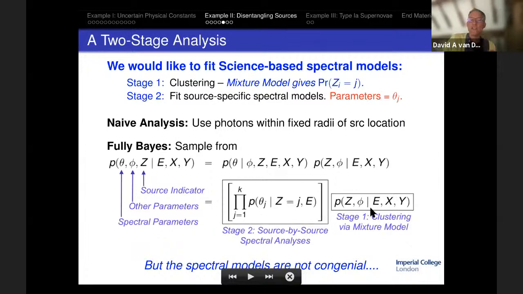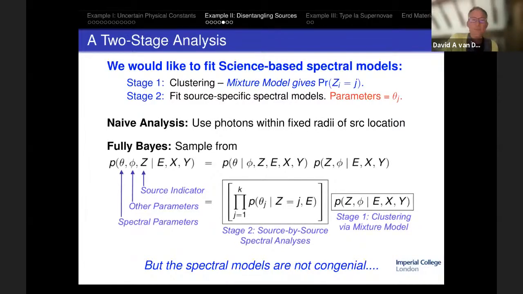The one thing I want to notice, though, is that there's an important difference between stage one and stage two, whereby in stage one, I'm using this mixture of two gamma distributions for the spectral distribution, and in stage two, I'm going to use a real science-based power law, thermal model, or whatever it is for my spectral distribution, and those are different things. So ordinarily, when you do a factoring of a distribution like this, there's not different model representations for different factors. It's one distribution, right? So what I say at the bottom, the spectral models for these two stages are non-congenial.